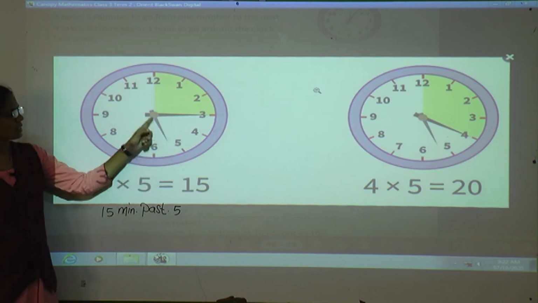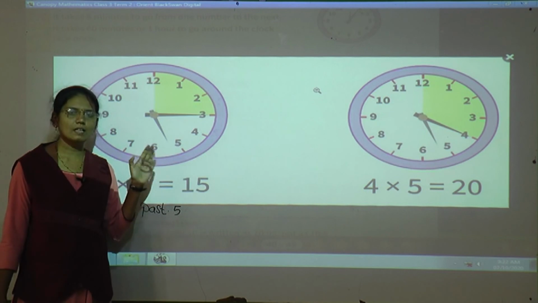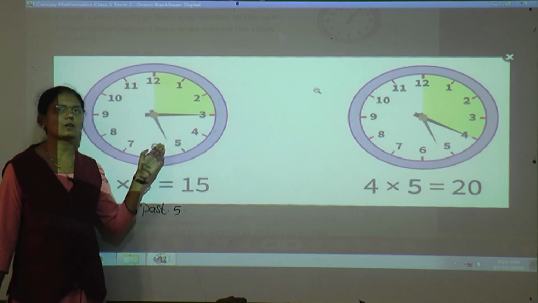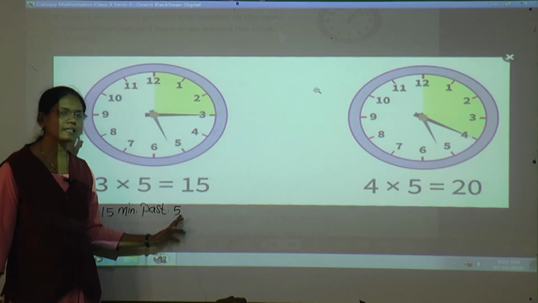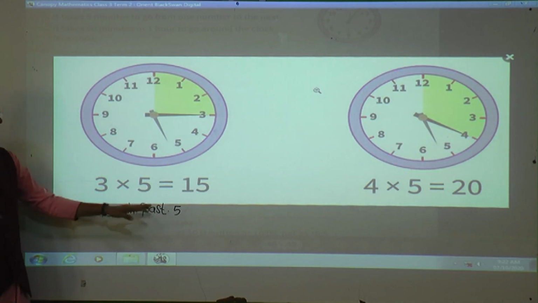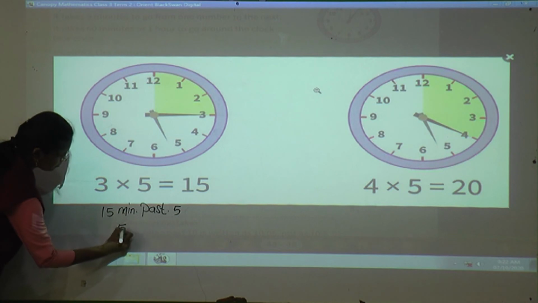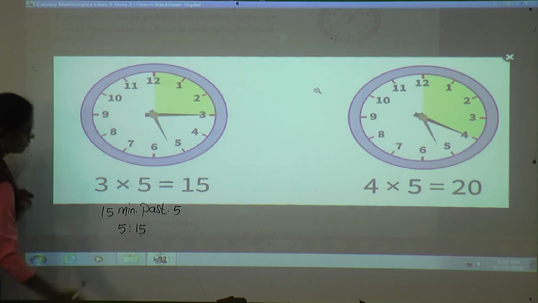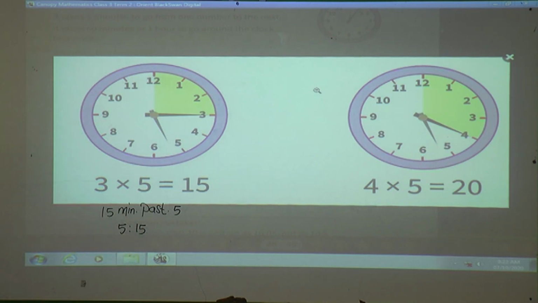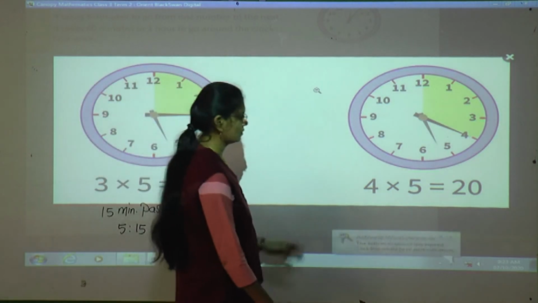Now you have to see where the hour hand is. Just it has crossed 5. So here we'll write 5. 15 minutes past 5 means 5:15. Okay. Now see this clock here.